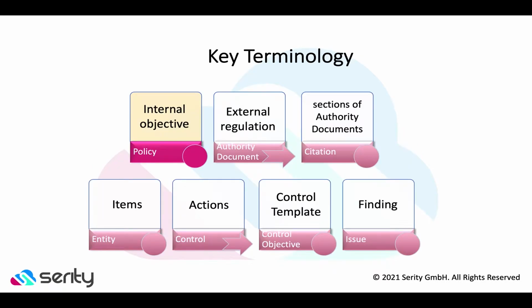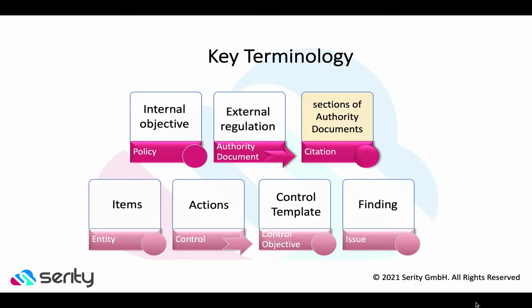Before we dive into the explanation of the process, it's a good idea to introduce the key terminology used in this application. Policies are the internal objectives and goals of an organization to ensure consistent sustainability while understanding inherent risk and adhering to external regulations. Authority documents are the external legislations and regulations, standards, best practices, etc. that are required for compliance of an organization with regulations.